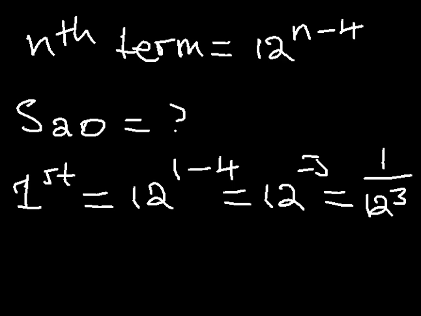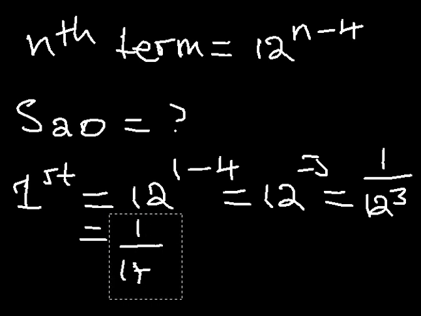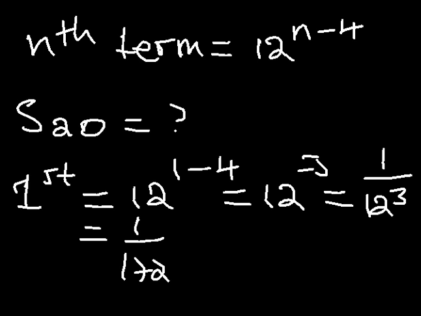So what is 12 to the power 3? That will be given as 1728. So we have 1 over 1728, and that is the first term.